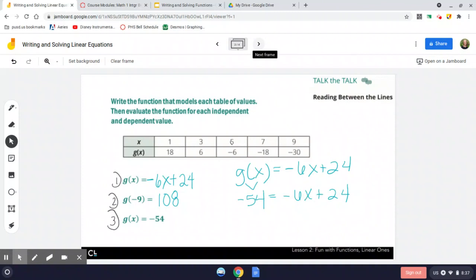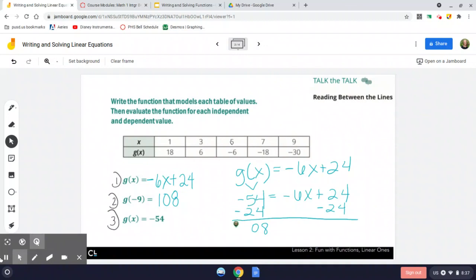Okay. Plus 24, the way I get rid of it is subtracting. If I do it to one side, I have to do it to the other. Negative 54 minus 24 is not 108. What am I thinking? Negative 54 minus 24 is negative 78. There we go. Much better. Bring down that negative 6x. And our 24s cancel.